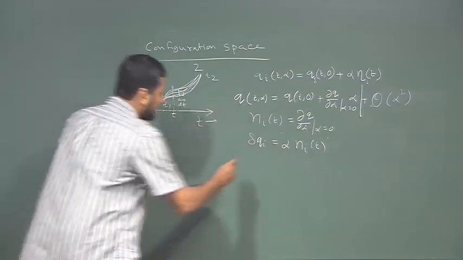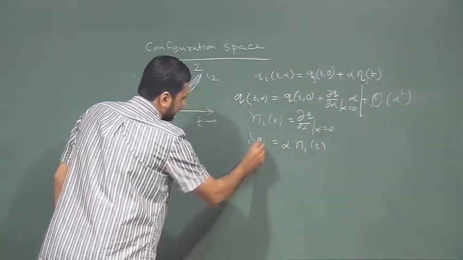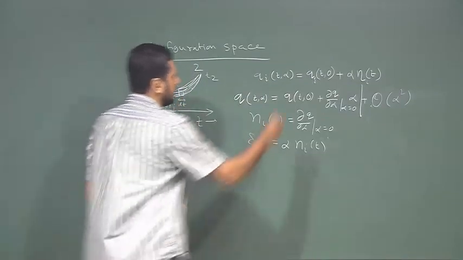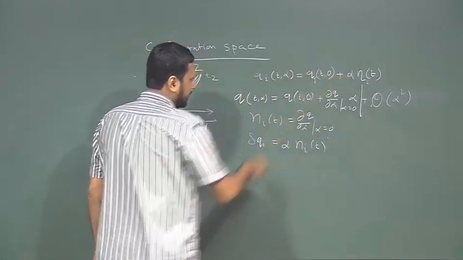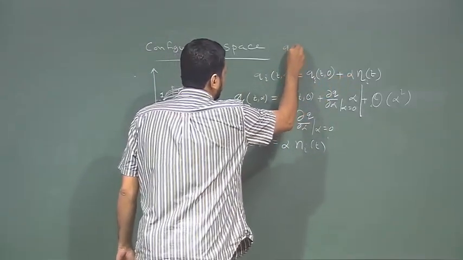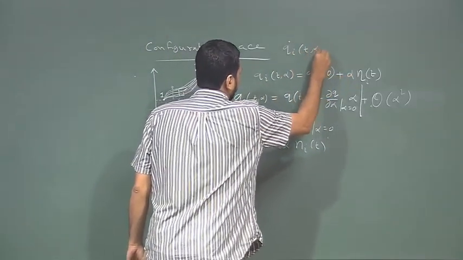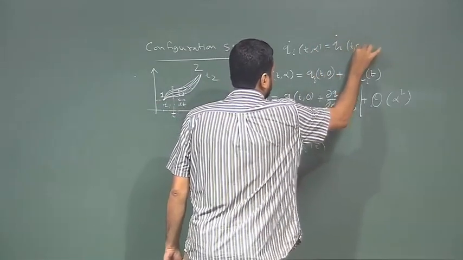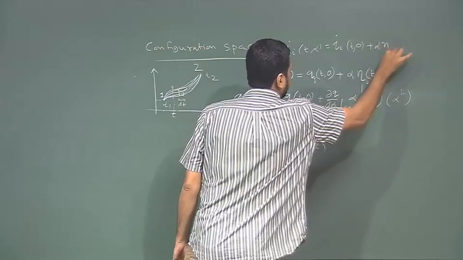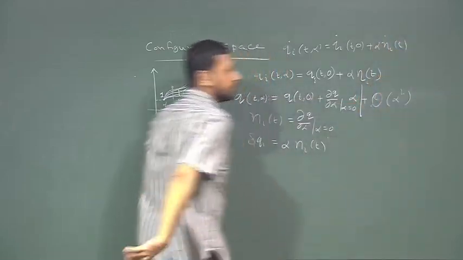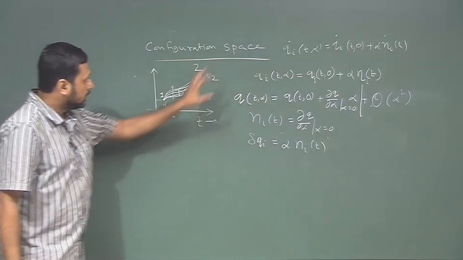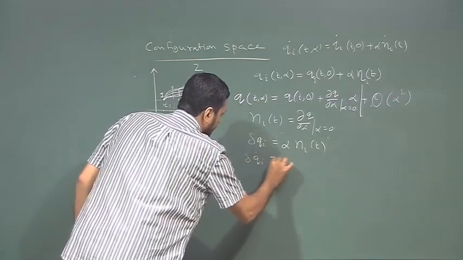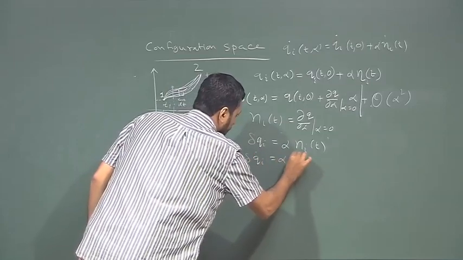If this is the case, then for generalized velocities we can do a similar construction. If I take the time derivative of this, we can write q_i dot of (t, alpha) is equal to q_i dot of (t, 0) plus alpha eta_i dot of t. And once again, for generalized velocity also, delta q_i dot is equal to alpha eta_i dot of t.